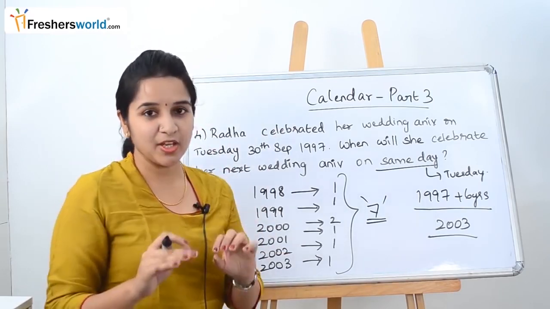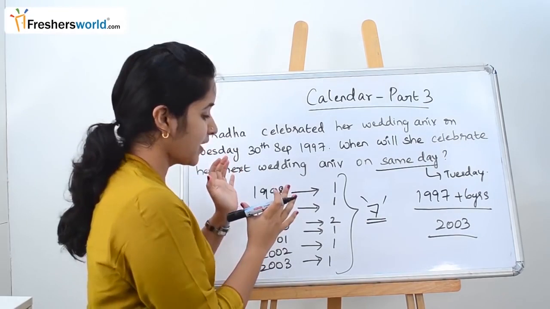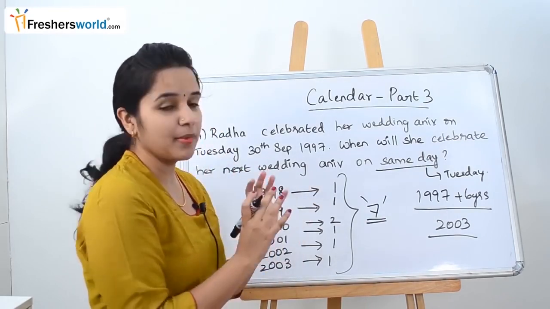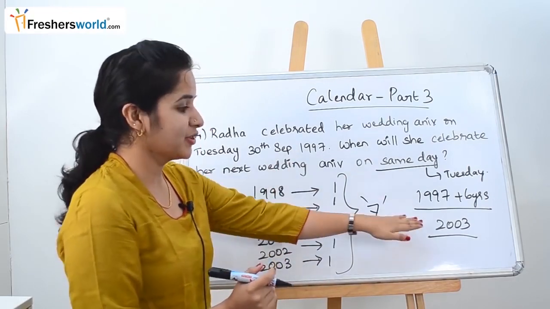This is the same way you're going to follow for other sums. They might give you a different date. What are you going to do? You have to calculate the odd days. When the odd days come to a sum of 7, you calculate the number of years you have taken and add it to get the value.